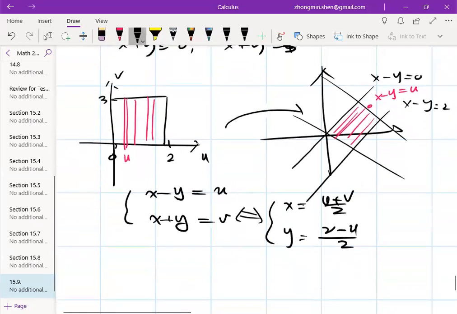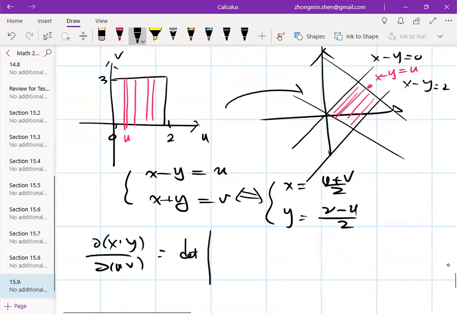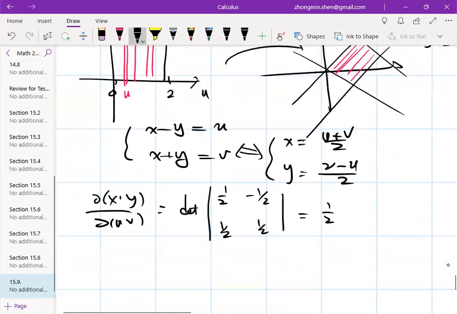Anyway, so let's set up the integral. I have to compute the Jacobian. It's not too bad. It's the determinant: the derivative of x with respect to u is 1/2, the derivative of y with respect to u is negative 1/2, the derivative of x with respect to v is 1/2, and the derivative of y with respect to v is positive 1/2. So it's going to be a quarter minus negative quarter, which is 1/2. It's constant. Okay.